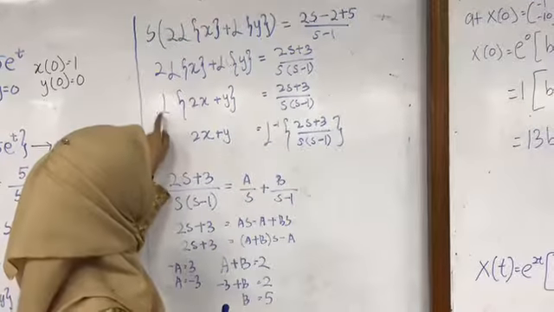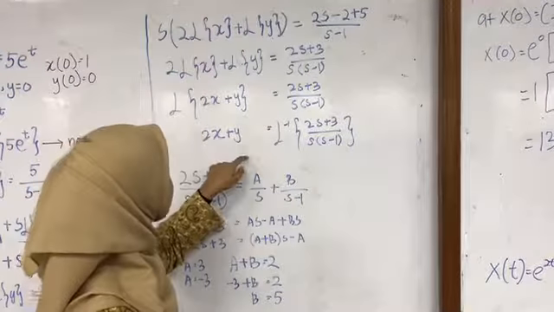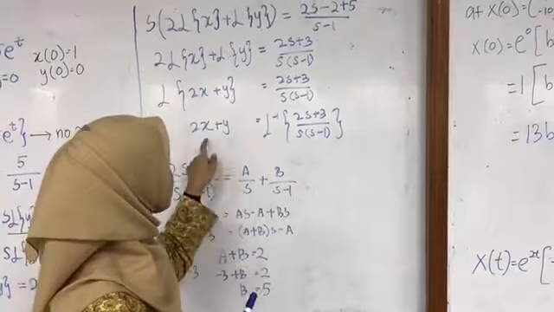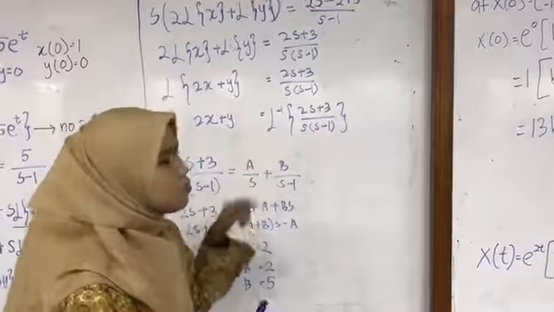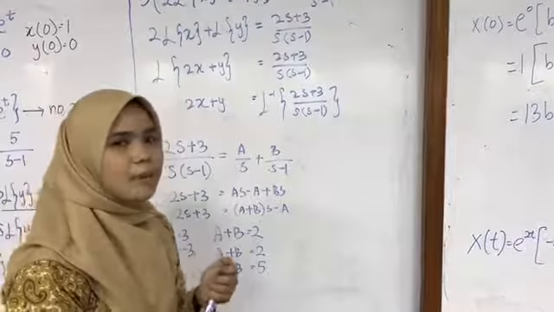To find 2x plus y, we need to bring the L to the right side, so 2x plus y is equal to the inverse Laplace transformation of (2s plus 3) over s times (s minus 1).